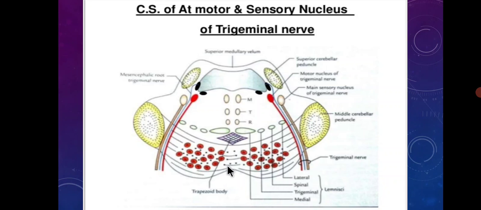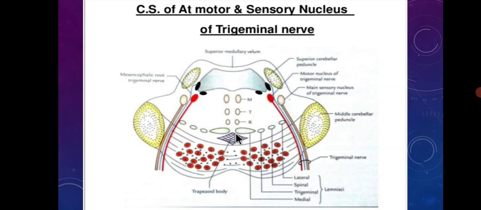Then there are the transverse fibers. These transverse fibers arise in the pontine nucleus and cross to the opposite side to form the middle cerebellar peduncle. So this is the middle cerebellar peduncle. Then the pontine nucleus. These small black dots are pontine nuclei, which form an important part of the corticopontocerebellar pathway.